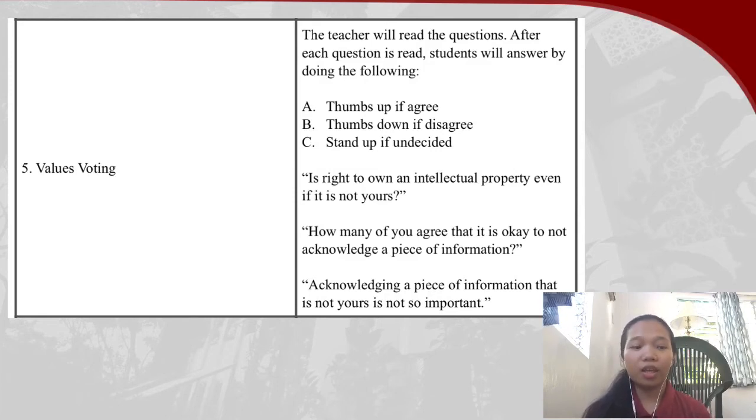So in here, as teachers also, we will know how they give their own opinions, and with those opinions we can see or learn how they value this type of morality.